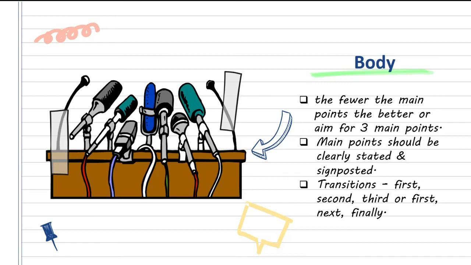Why? If you use finally at the end of the main points, there's a possibility it will be confusing or complicated for the audience. The audience will think, oh, the speaker is actually in the conclusion part, but the speaker was still discussing the body part, which is the last main point. So in other words, it's better for you to use first, second, third instead of first, next, finally.